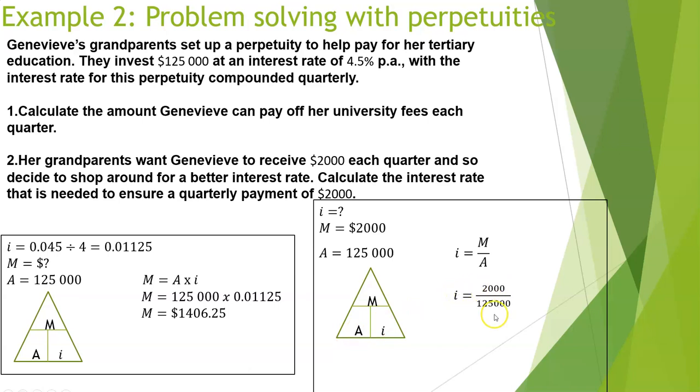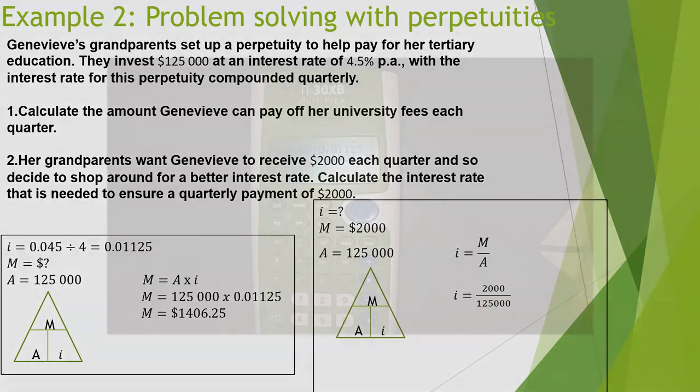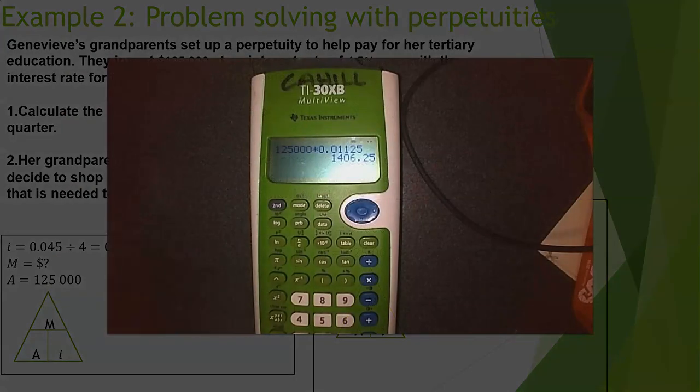So that's 2,000 divided by 125,000. Bring up my trusty calculator. 2,000 divided by 125,000 equals 0.016.